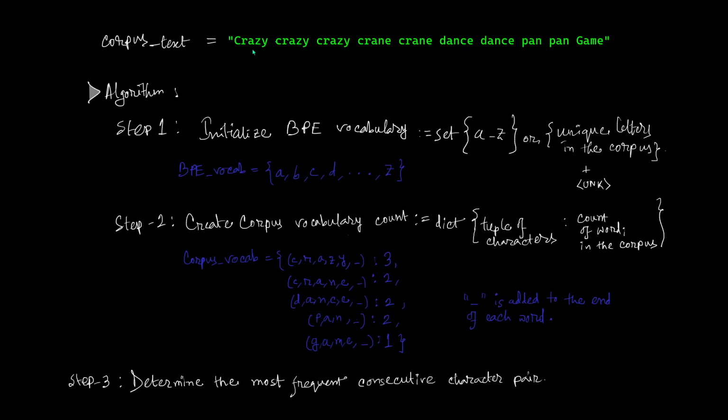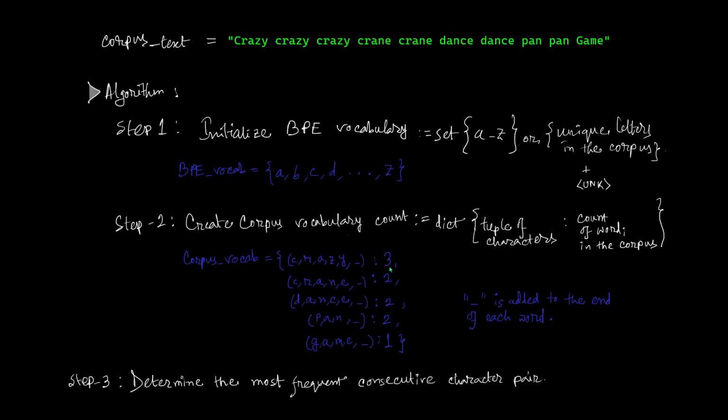So simply put, you see crazy has occurred three times in our corpus. So crazy has split into different letters, and at the end of the word, to symbolize where the end of the word is, we have kept an underscore. So if we see y underscore repeating a lot of times in our corpus, that means a lot of words are ending with y. Got it?